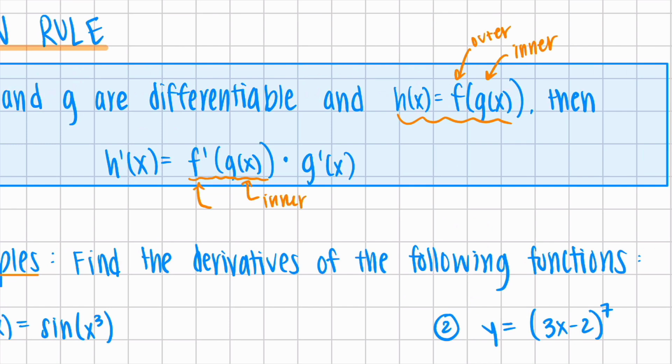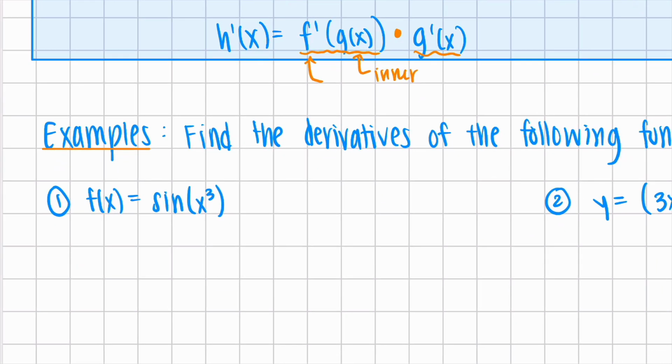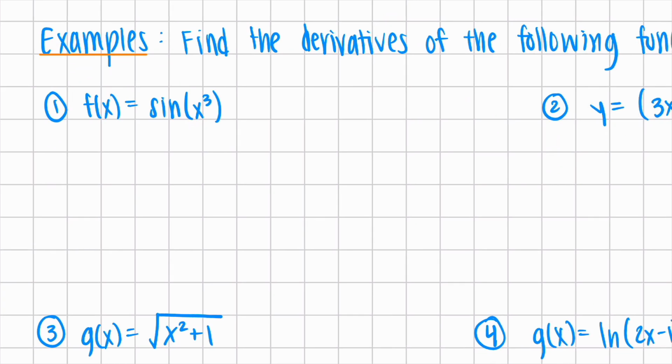But after I take the derivative of the outer function, I then need to multiply by the derivative of the inner function. And that's what we're going to be doing for these examples. So let's go ahead and do some examples. Starting with number 1, I have f of x equals sine of x cubed.